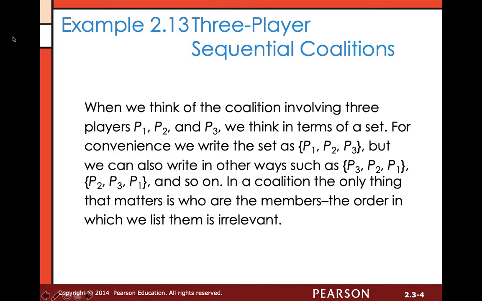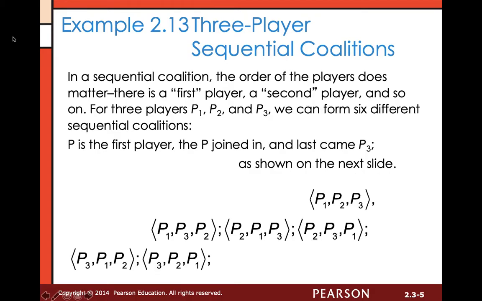When we think of the coalition involving three players, P1, P2, and P3, we think in terms of a set. For convenience, we write the set as P1, P2, P3, but we can also write it in other ways, such as P3, P1, P2, P3, P2, P1, and so on. In a coalition, the only thing that matters is who the members are. The order in which we list them is irrelevant. But in a sequential coalition, the order of the players does matter. There is a first player, a second player, and so on.